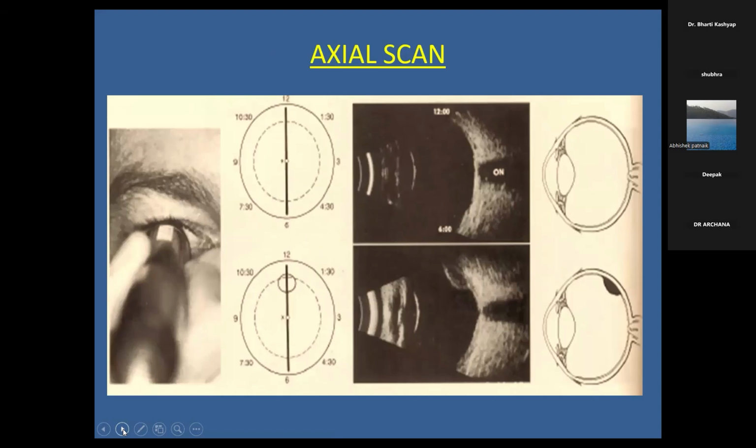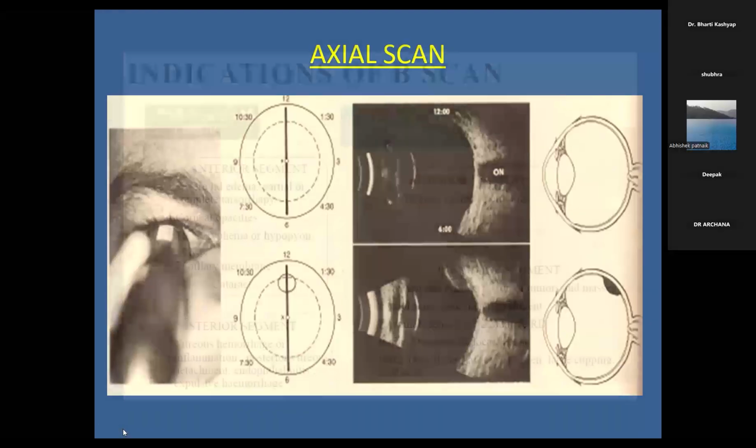Now this is the next scan, or the axial scan. Here the scan position is very commonly placed by all the PGs in our OPDs, and I'm sure that you also must be using it. This is one of the types of scan that we do, an axial scan, where we are placing the probe directly over the eyeball, and the patient is asked to look straight with his eyes closed or open, depending on how comfortable he or she is. And here the probe position is just straight on the coronal axis of the eyeball.